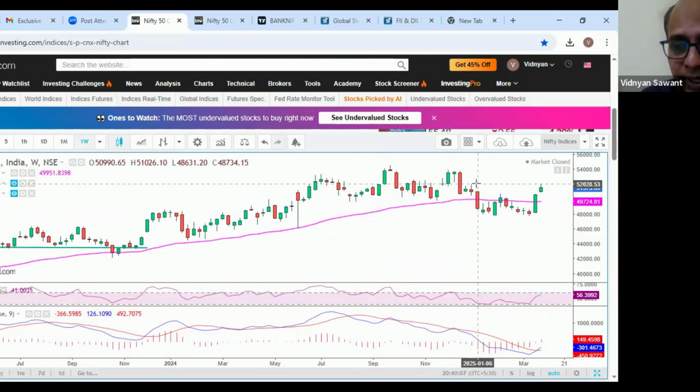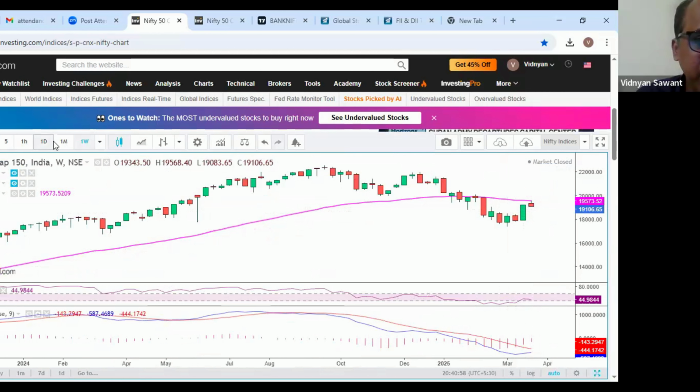But yes, in the short term, on the weekly chart, Midcap 150 is sustaining near its 5-week high. So for investment, we can enter in the midcap and small cap.